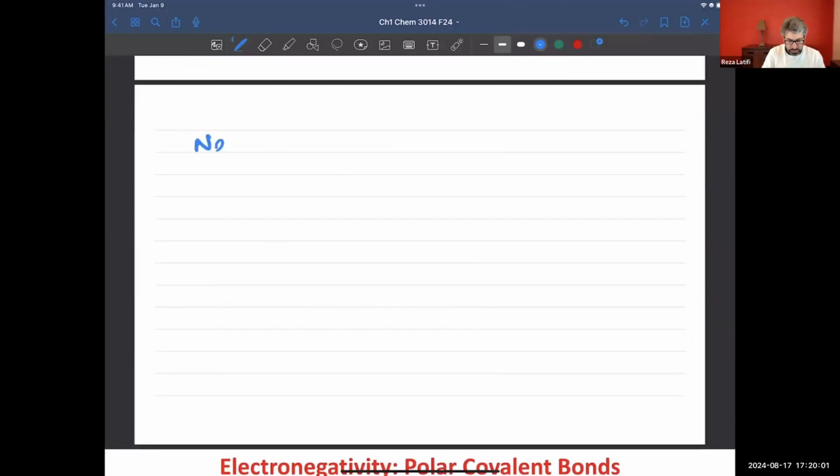Let's say you are dealing with sodium, next lithium, and what else? Let's say fluorine. Sodium has 11 protons, lithium has 3, and fluorine has 9. Sodium belongs to the third layer, lithium belongs to the second layer, and fluorine belongs to the second layer.